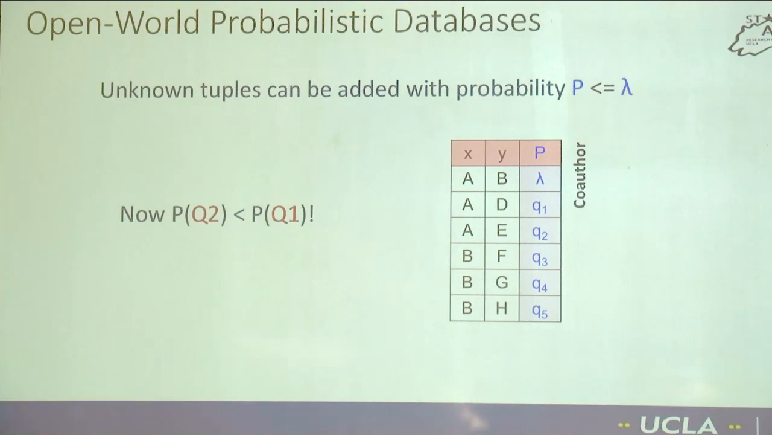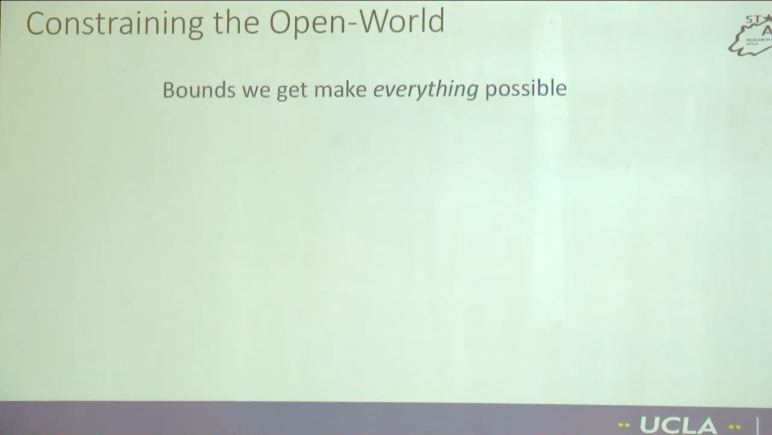But the reality of what we think the world is probably somewhere in between those two, right? We don't actually think that every single person has, say, a high probability of being a scientist. So these bounds are making all of these things possible.